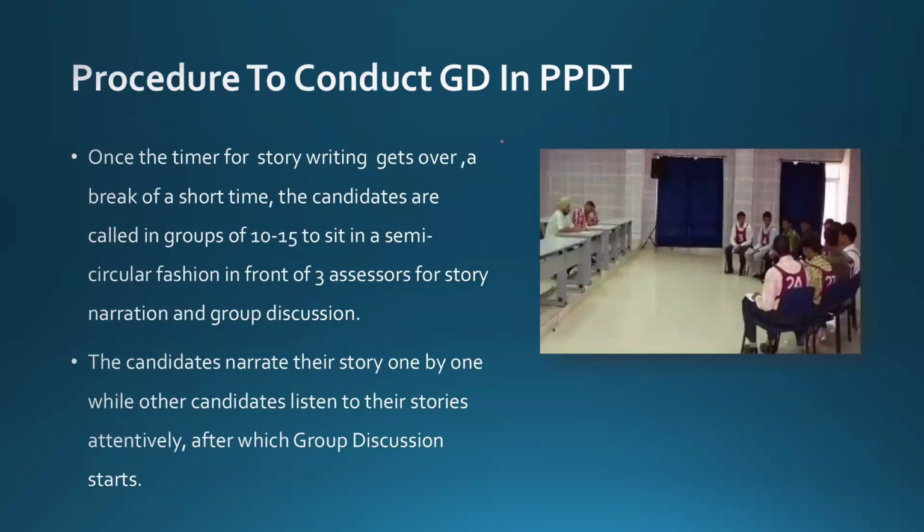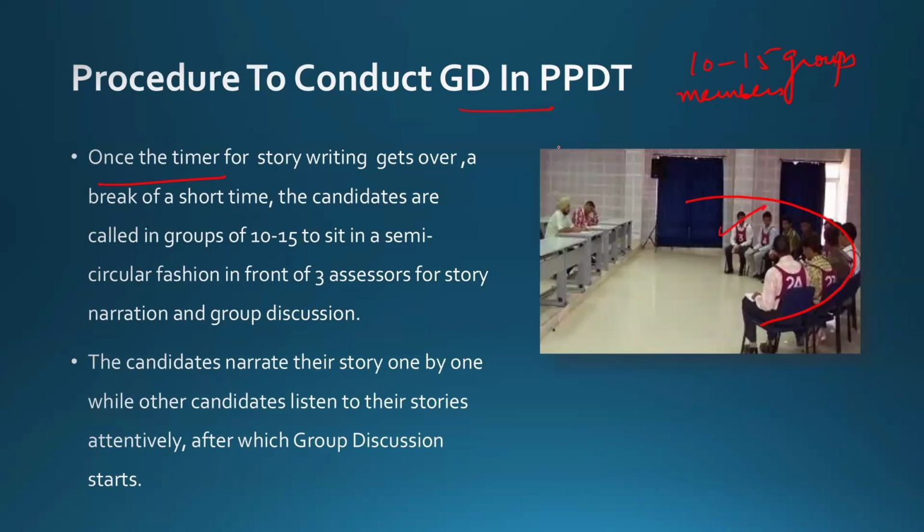अब प्रोसीजर क्या है ग्रुप डिस्कशन को कंडक्ट करने का? जैसे मैंने बताया, जैसे ही आपका टाइमर खत्म होगा स्टोरी राइटिंग के लिए, आपको एक शॉर्ट पीरियड का ब्रेक दिया जाएगा, जिसके बाद कैंडिडेट्स को डिवाइड कर देते हैं 10 और 15 के ग्रुप्स में. 10 और 15 members in a particular group, right? You are asked to sit in a semi-circular manner, ठीक है, in front of the 3 assessors, and one by one, जैसे मैंने पहले भी बताया, स्टोरी नरेट करोगे, and जब ही स्टोरी नरेशन खत्म हो जाएगी, स्टोरी का ग्रुप डिस्कशन स्टार्ट हो जाएगा. All right, and this is actually the procedure to conduct the group discussion in PPDT.